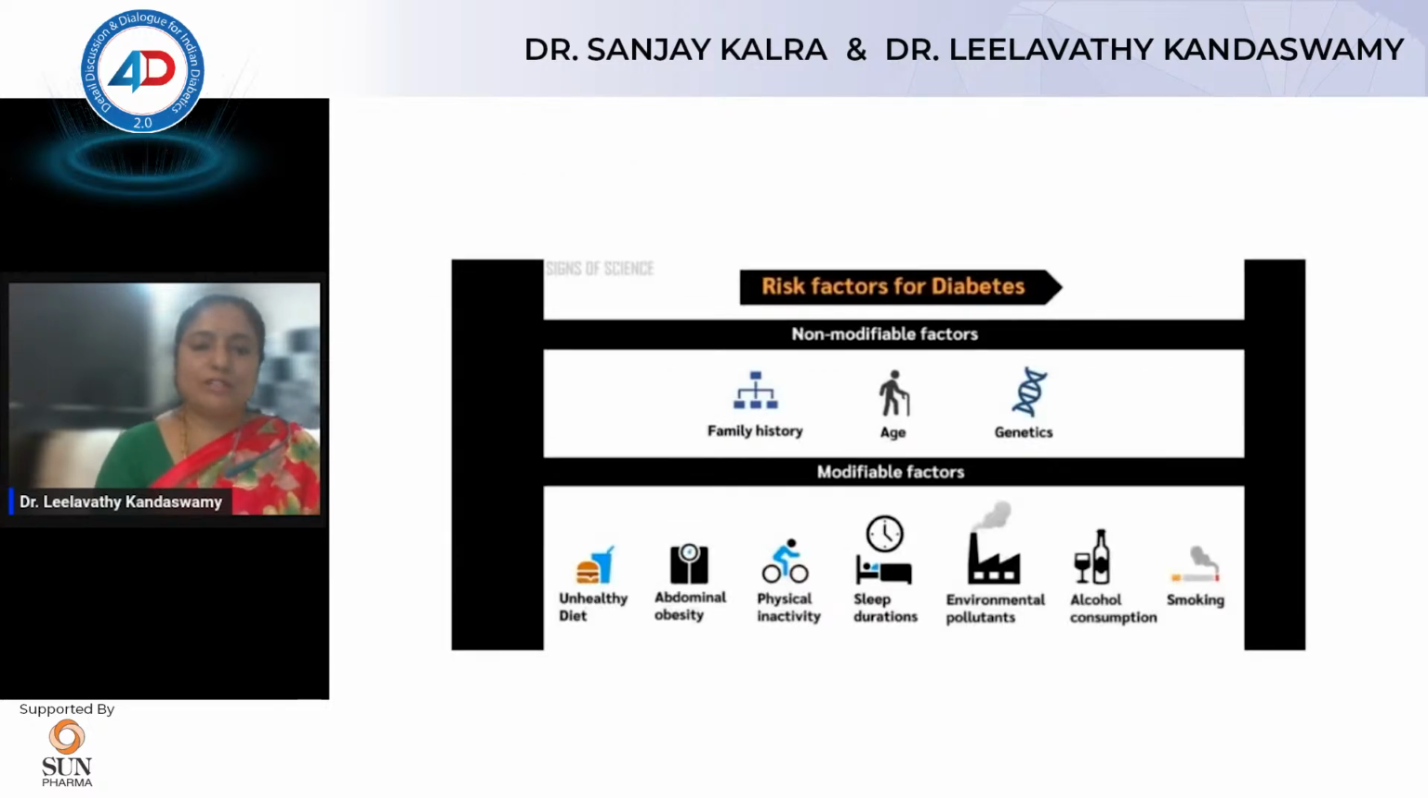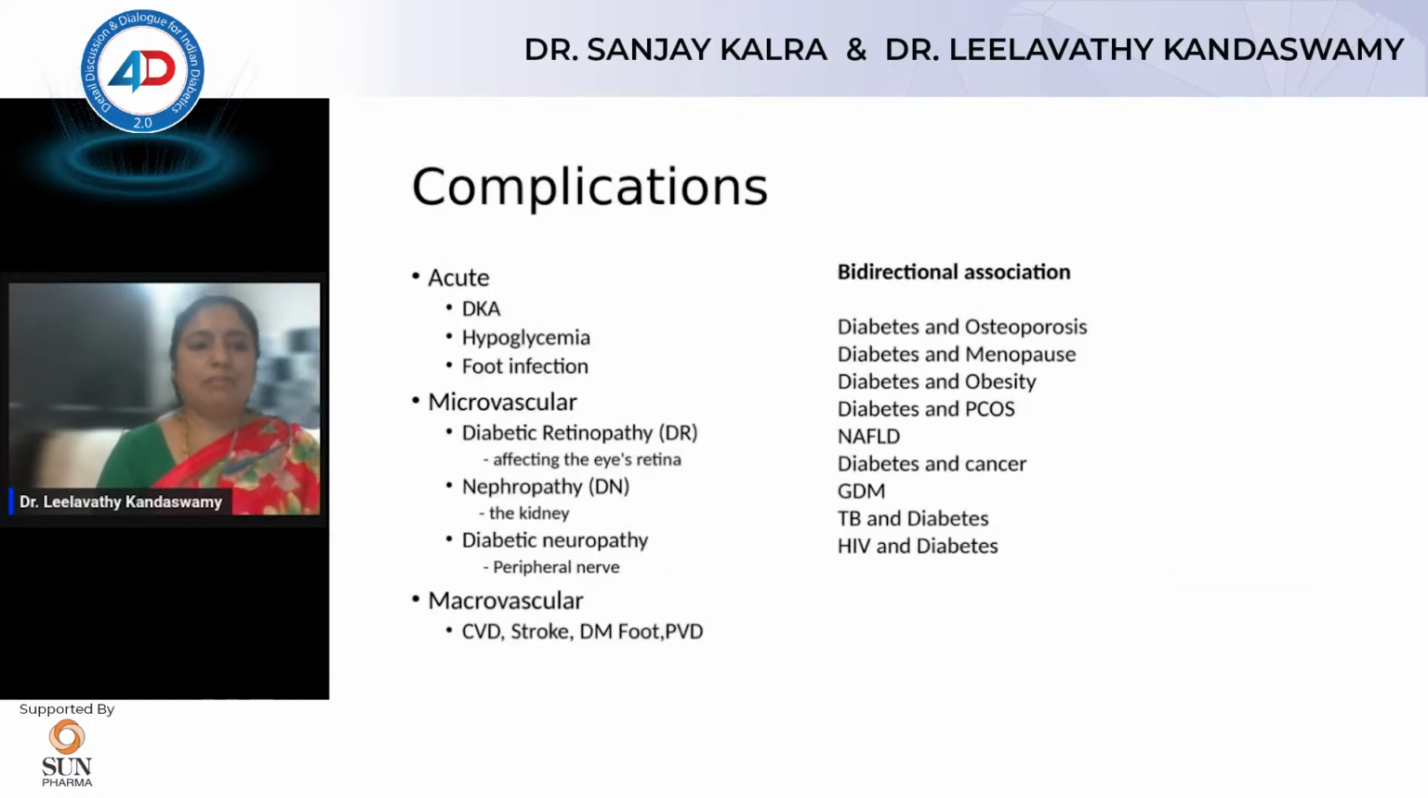If we talk about risk factors, there are modifiable and non-modifiable. We cannot do much about non-modifiable, but modifiable we can address. We talked about a few, and sleep is also important. It's good to get 6 to 8 hours of sleep, and avoiding alcohol and smoking is an important factor as well for the risk of diabetes.